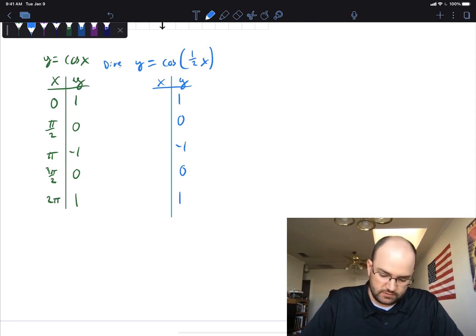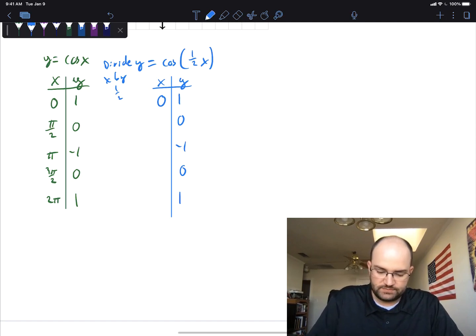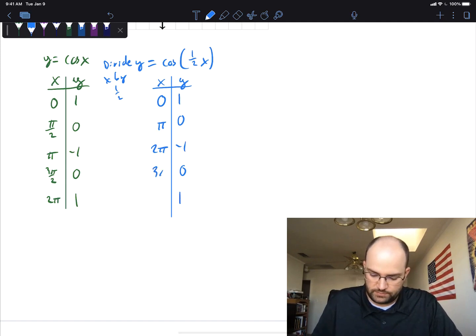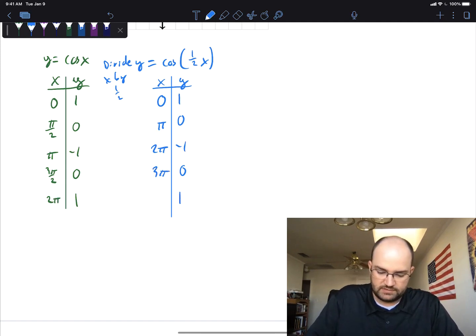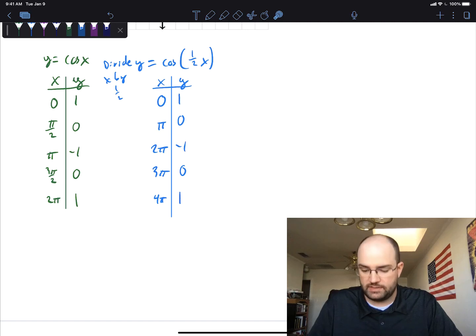So, we divide x by 1/2. But again, that's just the same thing as multiplying by 2. So 0 times 2 is 0. Pi over 2 times 2 is pi. Pi times 2 is 2 pi. 3 pi over 2 is 3 pi. And 2 pi times 2 is 4 pi. So there you go. Notice that each tick mark will be pi units.